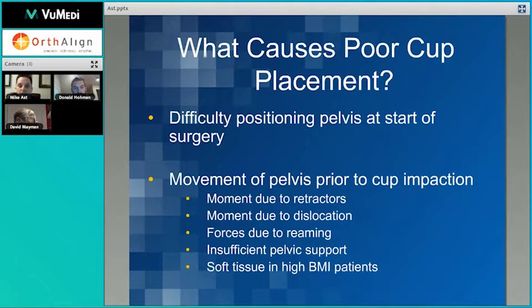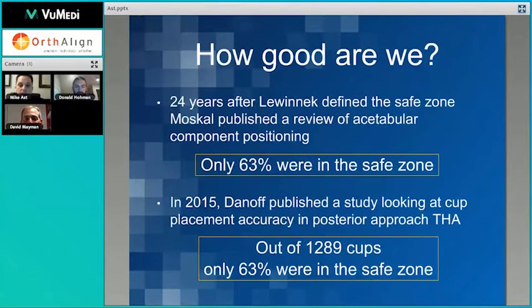Now, why aren't we that good at finding that position? It really comes from a lot of the variation and variability in hip replacement positioning, meaning the patient moves throughout the case. The pelvis moves because of retractors, because you're pulling and dislocating the hip, because you're placing forces on the pelvis while reaming, and sometimes it's simply insufficient pelvic support or a lot of soft tissue in the high BMI patients. So from the beginning, as soon as you begin your surgery and manipulate the patient, the position of the pelvis can move, which can make it difficult to position your cup accurately.